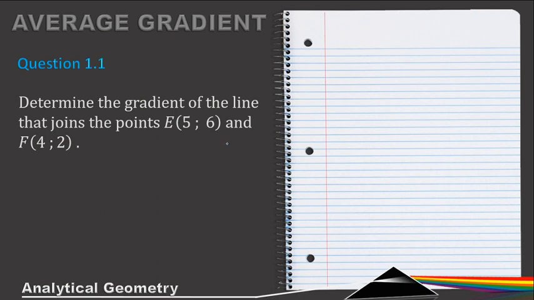Right, then for question 1.1, determine the gradient of the line that joins the points of E and F. So once again, the first thing I do, I write E is 5 and 6, and F is 4 and 2. Okay, so my gradient, which is change of y over change of x, and then I substitute in my points. So 6 minus 2 over 5 minus 4, and this gives me 4 over 1, and that's just equal to 4.